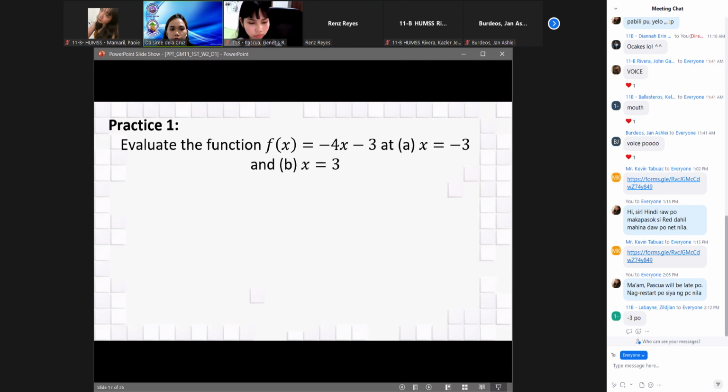Again, using your notebook, try to evaluate this function. F of x is equals to negative 4x minus 3 if our x is equals to negative 3. And then after masagutan yung letter A, pakisagutan yung letter B, which is yung x is equals to positive 3. Okay, dalawa yung magiging sagot for letter A and then for letter B. And then just raise your hand if you have an answer. Again ha, yung mga naka-off ng camera, try nyo yan sa notebook nyo.